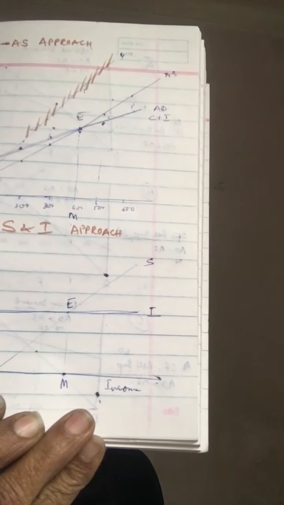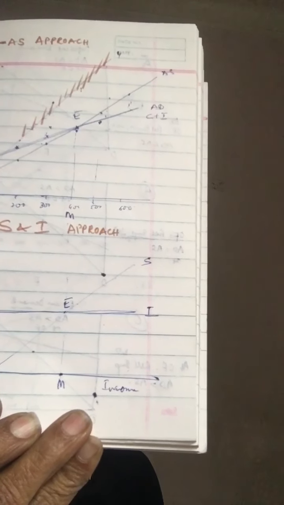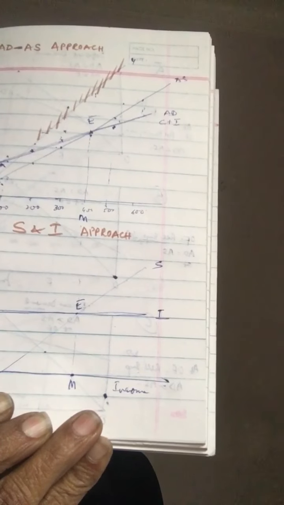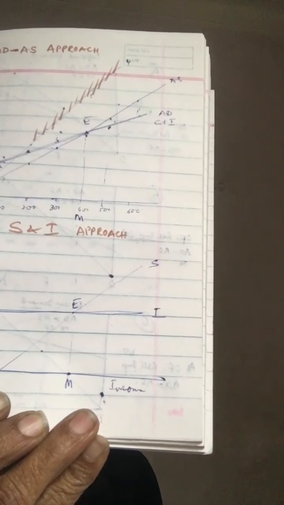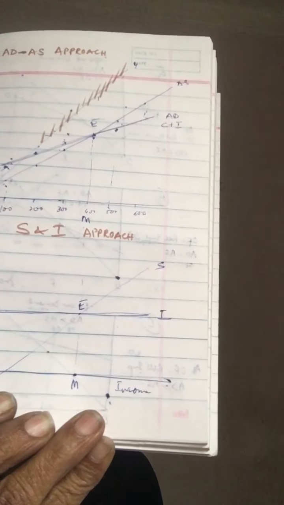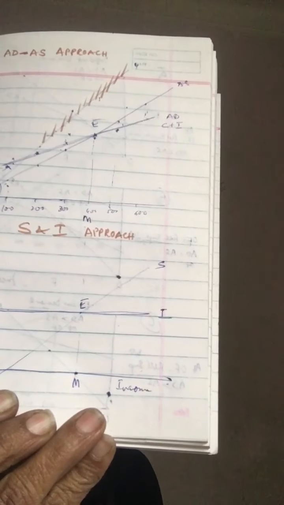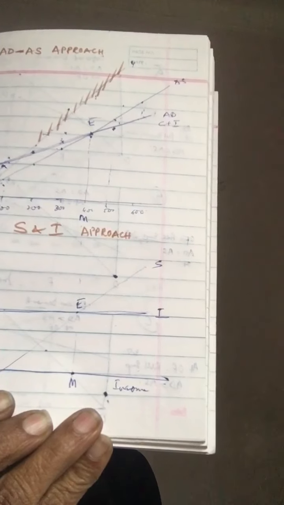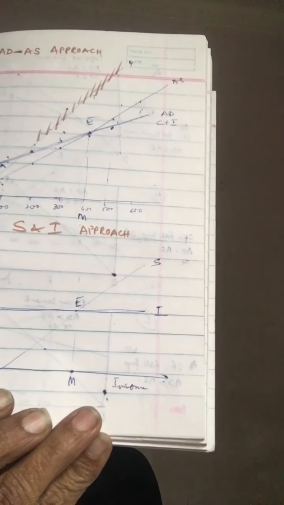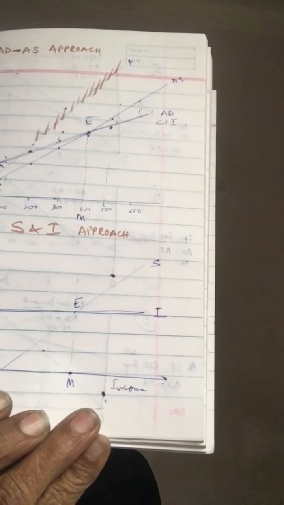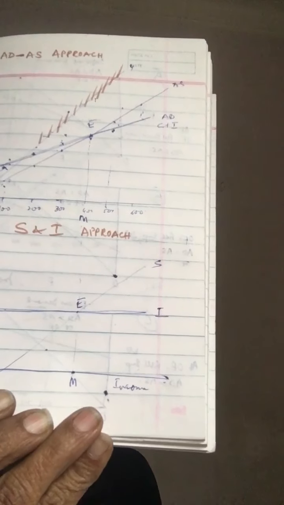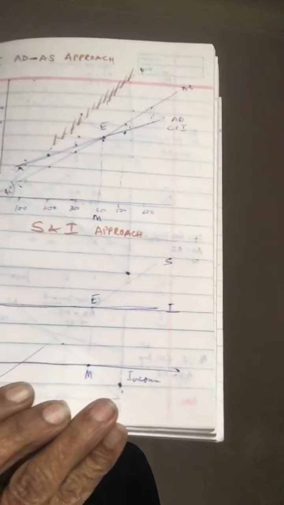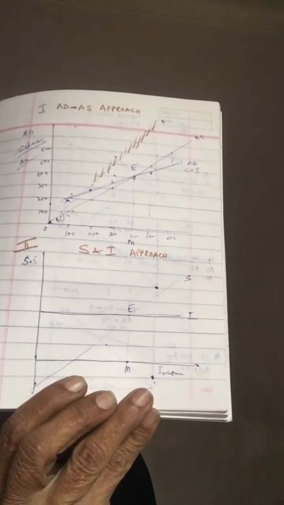SS is a saving curve that shows different levels of planned savings at different levels of income. It slopes upward, indicating that savings increase with a rise in income. Then the investment curve is II. It is assumed that firms make investment at a constant rate every year. It thus forms a horizontal line parallel to the x-axis. So the SS and II curves intersect each other at point E, which is the point of equilibrium.